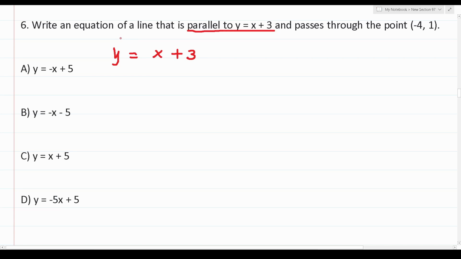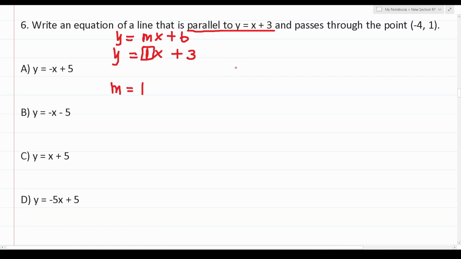Again, this is written in slope-intercept form, so it looks like this. Y equals mx plus b, where m is the slope of the line. And this one's a little tricky. Normally there's a value in front of x, but whenever there's no value in front of x, it's always implied that there's a 1. So the slope of this y equals x plus 3 is actually 1, and we know that's going to be the same slope of our line.